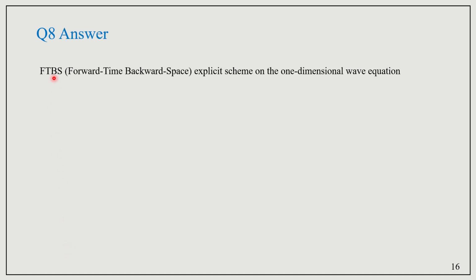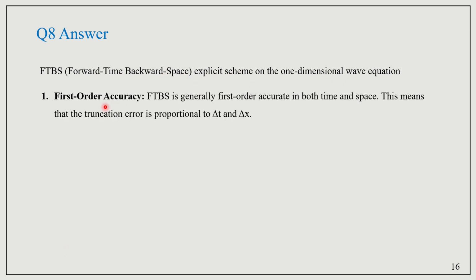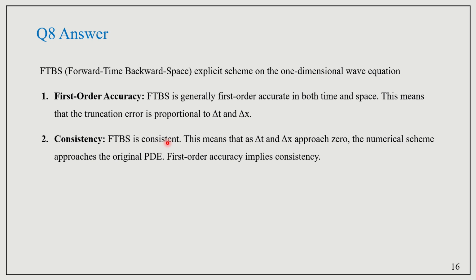Now, when we look at it, FTBS, forward time backward space explicit scheme on the one-dimensional wave equation. The first statement given is first order accuracy. FTBS is generally first order accurate in both time and space, that is, the truncation error is proportional to delta t and delta x. So we call it first order accurate in space as well as time. And second was given consistency. FTBS is consistent. This means that as delta t and delta x approach 0, the numerical scheme approaches the original partial differential equation. So first order accuracy implies consistency.